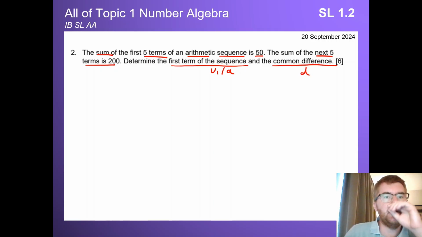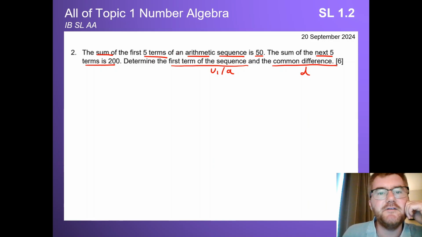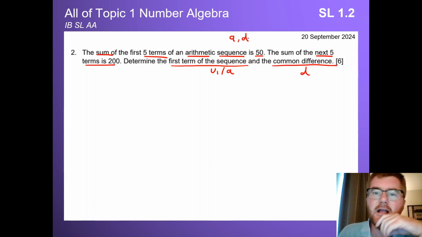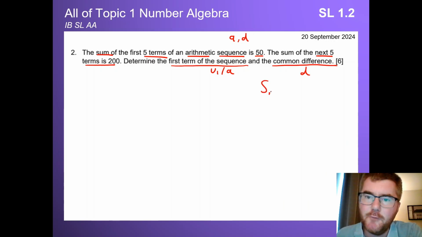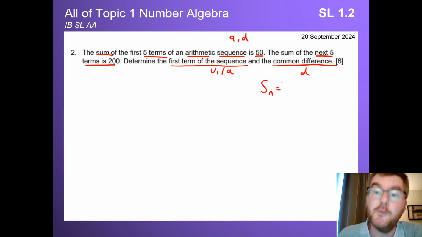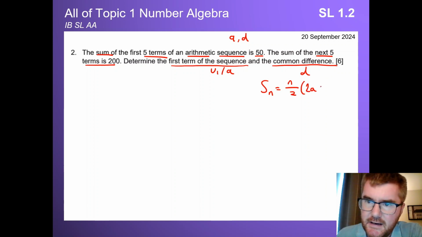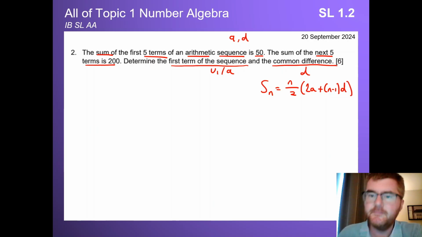Okay, so this is where we need to start from. The sum of the first 5 terms of an arithmetic sequence is 50. So I'm going to use a and d, because I don't know what a is and I don't know what d is. As soon as I get the sum of an arithmetic sequence, I'm going to write down the formula. This comes from the formula sheet, so we get n over 2 times (2a plus (n minus 1)d).